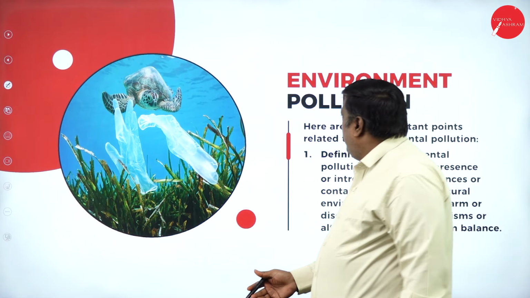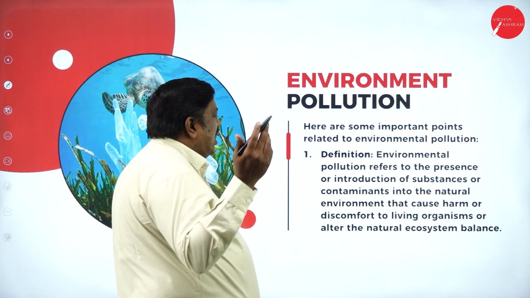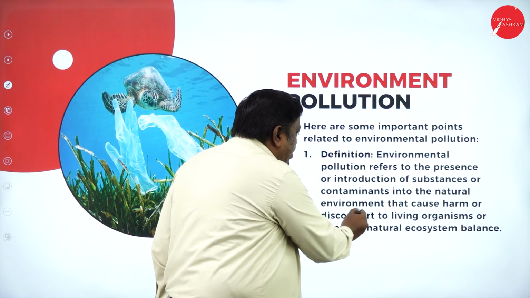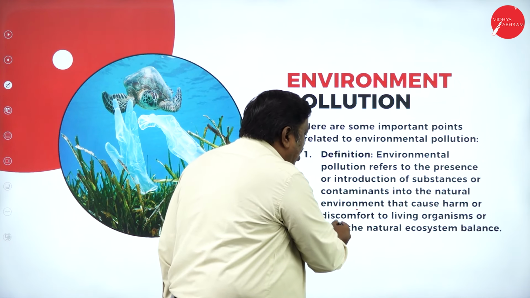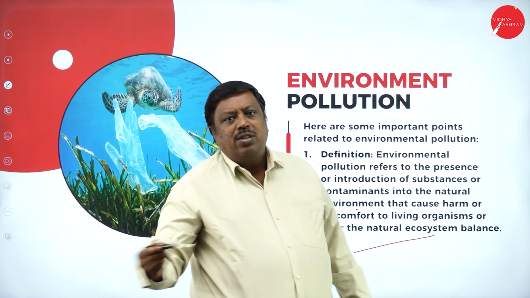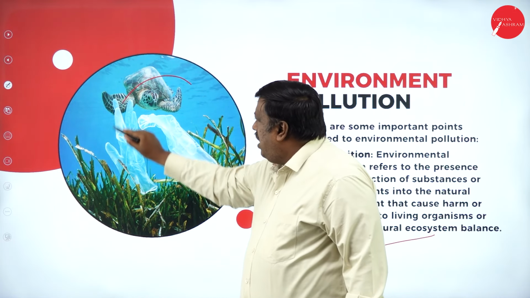The next we have here is pollution. Pollution is the introduction of substances or contaminants into the natural environment that cause harm or discomfort to living organisms or natural ecosystems. So this is what we have here.